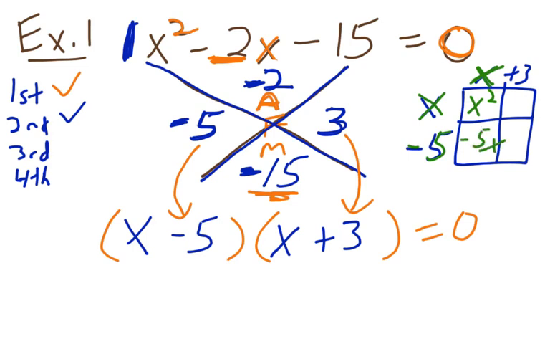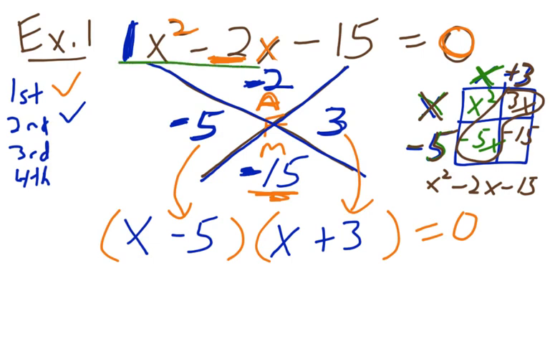And next we have x times positive 3, which gives us 3x, and then negative 5 times positive 3, which gives us negative 15. All right, now just add up your like terms, and we can check it. So that becomes x squared minus 2x minus 15. Is that what we originally had? Yeah, x squared minus 2x minus 15. So we know we factored it right. So we're done with the third step.